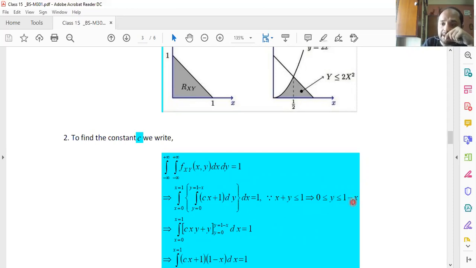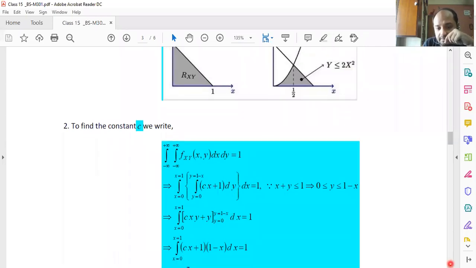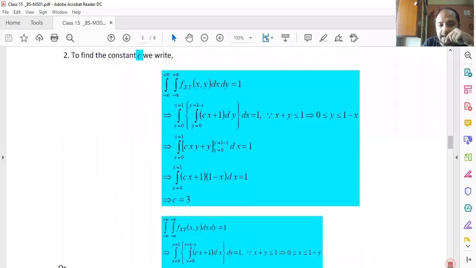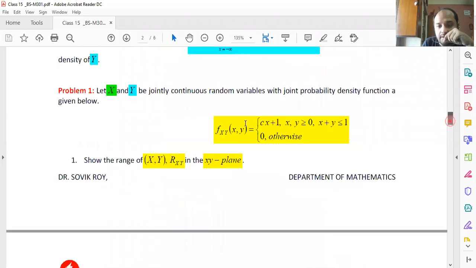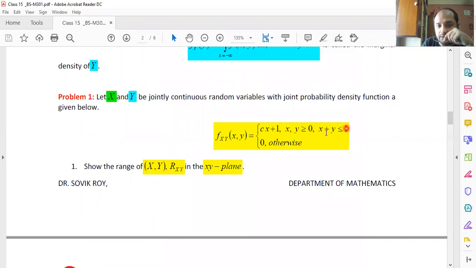Now already we know that y is greater than or equal to 0. So y's range is this one. Okay, so y is lying between 0 to 1 minus x. So I have written here, y is having the value 0 to 1 minus x. Okay, I'm putting the integrand and then I am integrating with respect to y first and then with respect to x. And after that, this simple calculation, we get the constant's value as c. So my function is actually becoming 3x plus 1 with respect to these conditions.